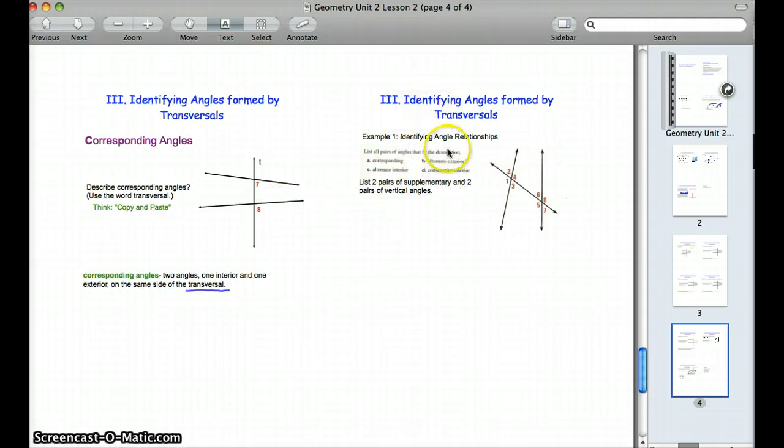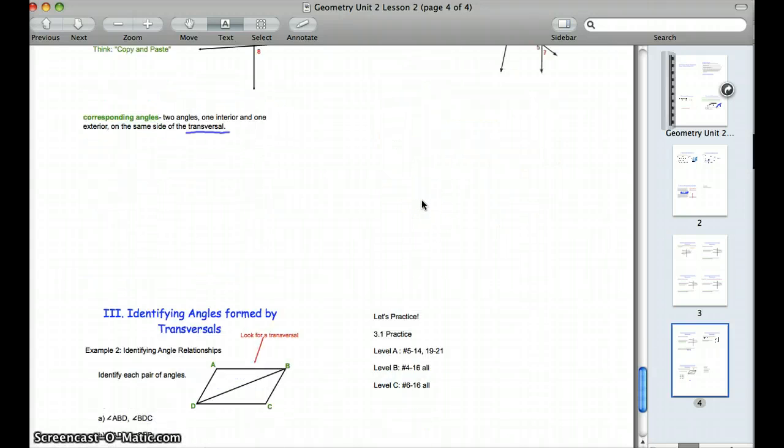Now over here it says identify angles formed by transversals. So go ahead and do this one for homework as well. It says list all pairs of angles that fit the description. So write the angles that fit A, corresponding, B, alternate exterior, C, alternate interior, and D, consecutive interior. List 2 pairs of supplementary and 2 pairs of vertical angles.